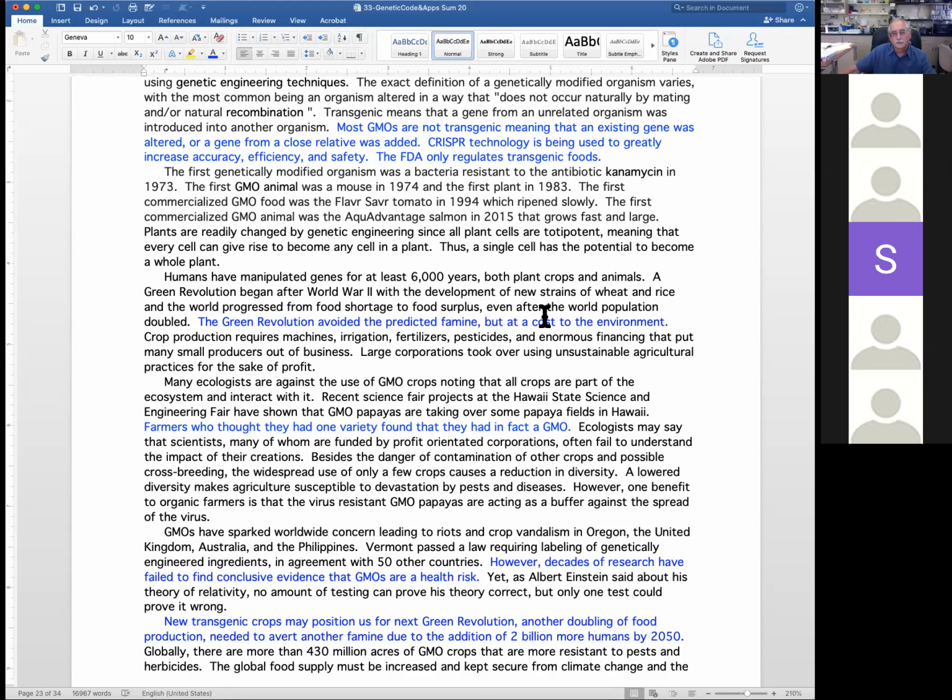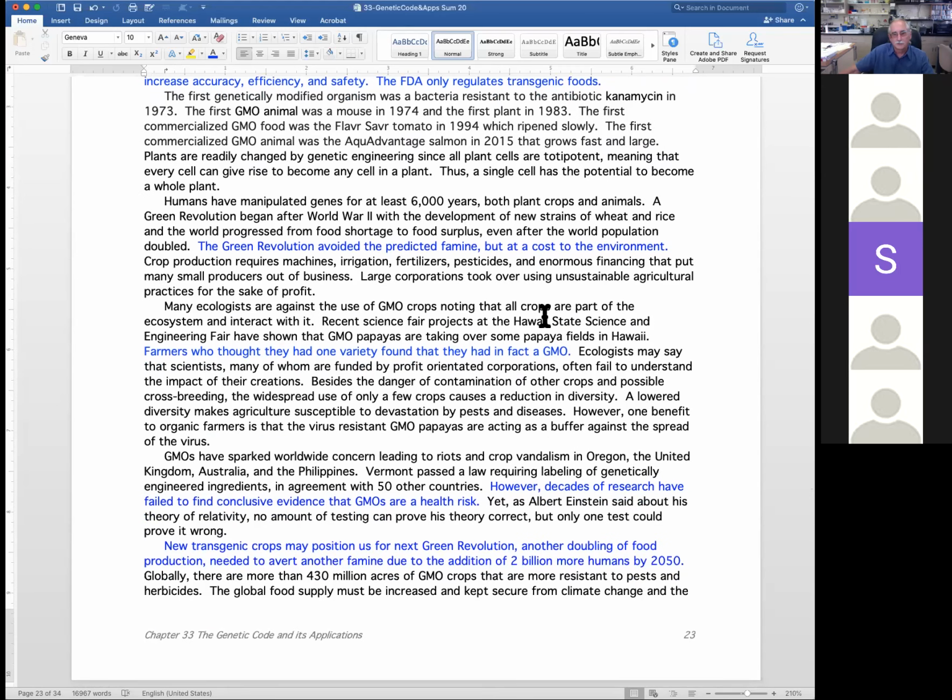So anyway, humans have been manipulating genes for at least 6,000 years, in plants, animals, whatever. We do it by hybridization, by selection, by controlled mating. That's how you get all kinds of different dog breeds, right? Even though they are all the same species.